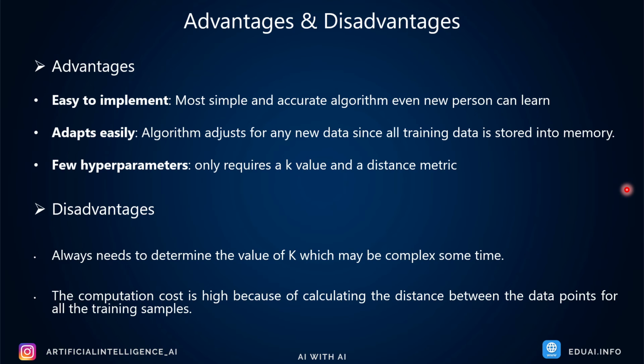The computation cost is high because of calculating the distance between the data points for all the training samples. Because there is no training phase and the calculations are done at runtime, it stores the data points in memory and then calculates the distance. So there is runtime calculation and storing of all the data during execution, which in turn needs more resources, more memory, more time. These are the advantages and disadvantages of the KNN algorithm.